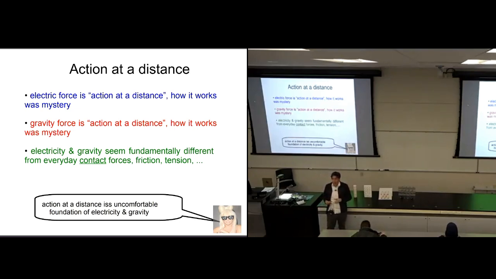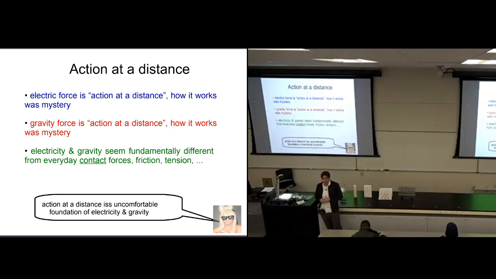It's actually the same as an uncomfortable, awkward problem with Newton's law of gravity. Newton's law of gravity, 2 masses separated by some distance act at a distance, interact at a distance. They exert forces on one another over that distance. There's no explanation for how gravity works in Newton's law of gravity. So this is an uncomfortable foundation for electrical force and Coulomb's law, uncomfortable foundation for gravitational force and Newton's law.